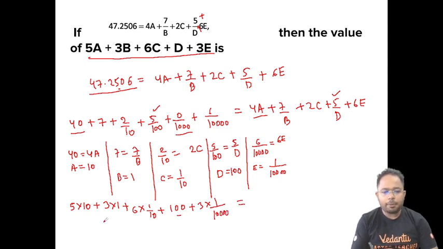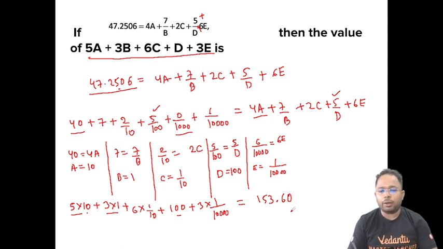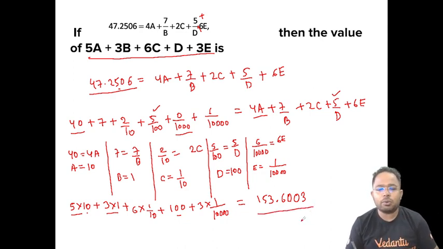So 100 plus 5 into 10, that is 50. 100 plus 50, 150 plus 3, 153. Now the decimal part, 6 by 10, that will give you the tenths place. Then 3 by 10,000. So we do not have anything in the hundredths place, nor in the thousandths place, but we have a 3 in the ten-thousandths place. So 153.6003.